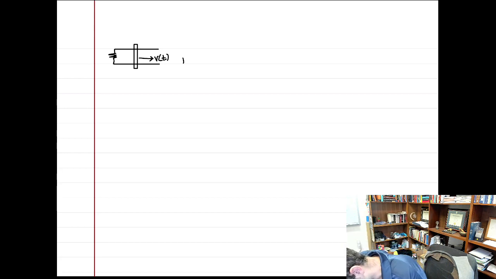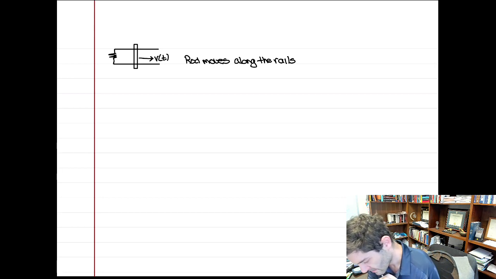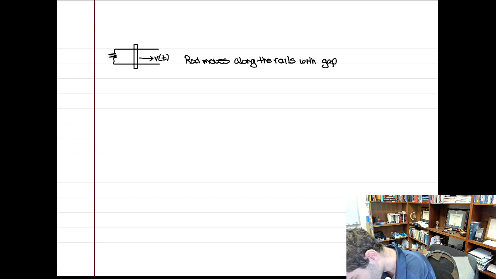So as you know, the rail moves, or I guess it's on rails and then it is a rail. I guess we'll call it something else. As the vertical rod moves along the rails, with, let's see, we'll make the gap, just move this over.